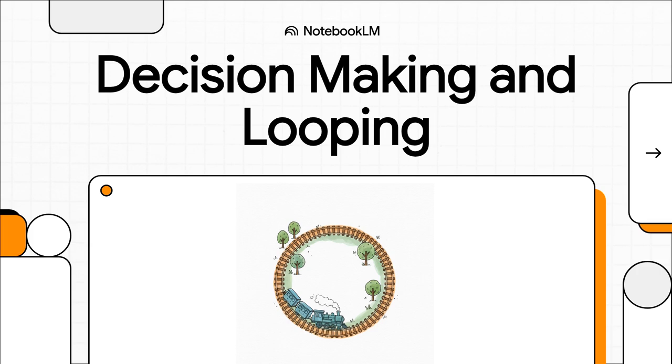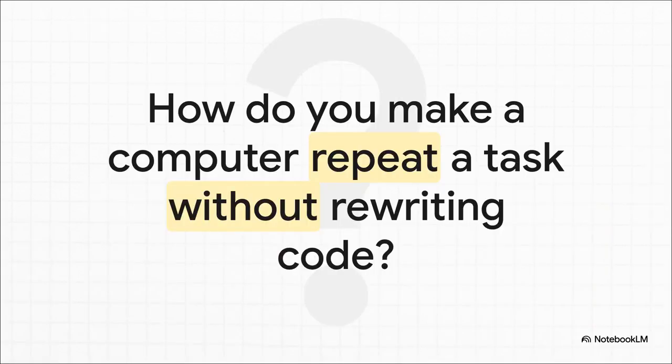Let's jump right in. So let's start with the big question, right? Imagine you need to crop 1,000 photos, or maybe send a personalized email to every single person on a list of 500. You're not going to sit there and write the same lines of code 500 times. That would be insane. And that is exactly where loops come in. They are the engine that drives automation in pretty much all of programming.